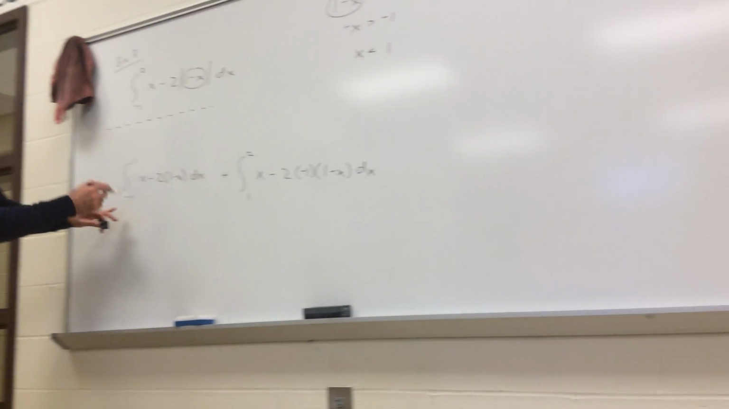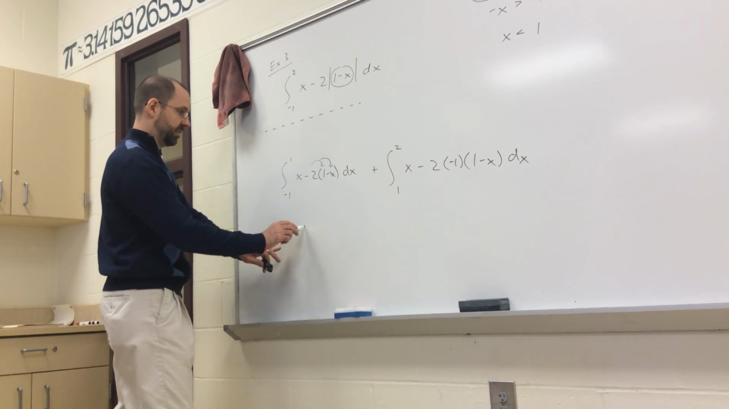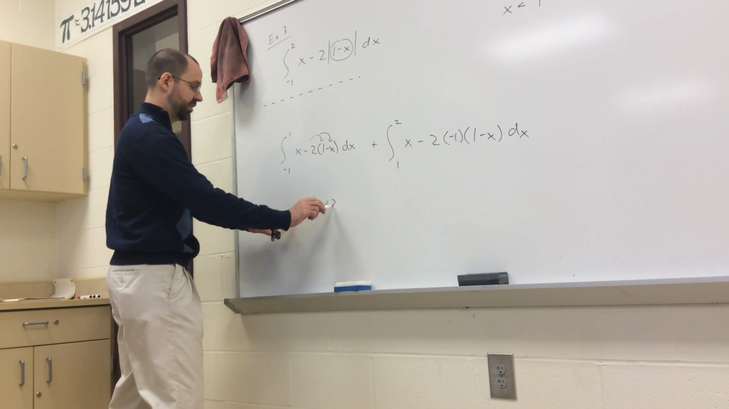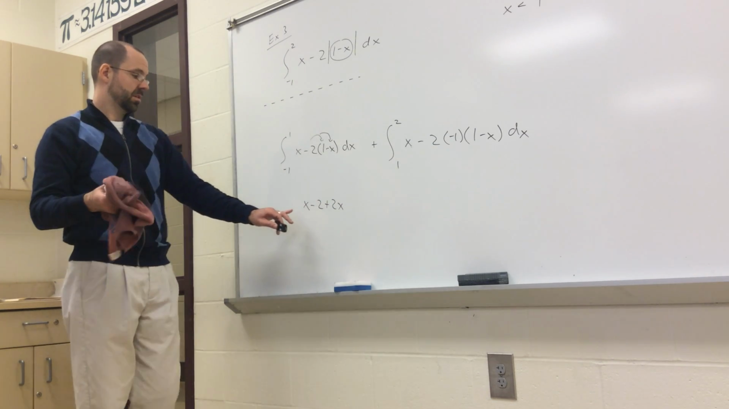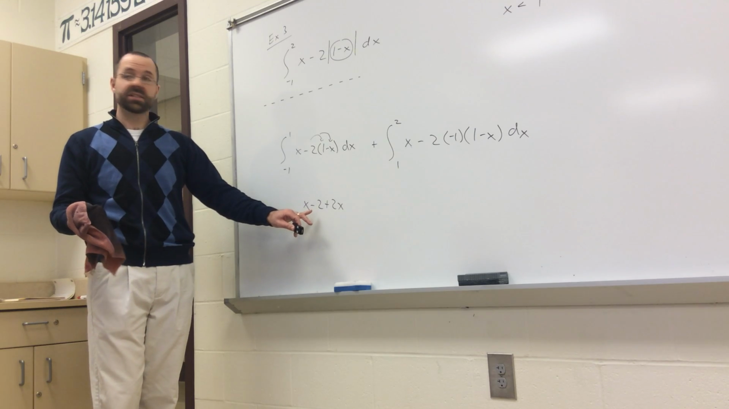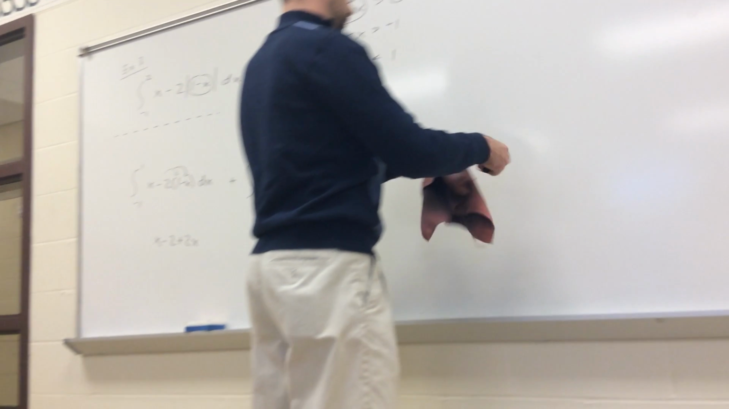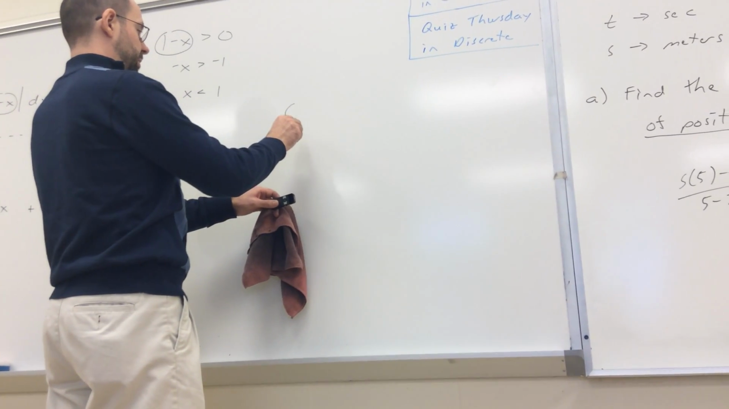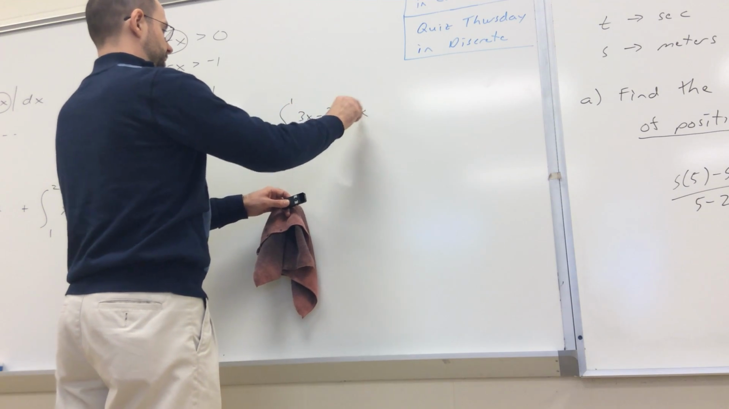Okay, so now I'm going to do some simplifying. I'm going to distribute this -2 here. So that's x minus 2 plus 2x. So that would give me 3x minus 2. So I can do the integral from -1 to 1 of 3x minus 2 dx.